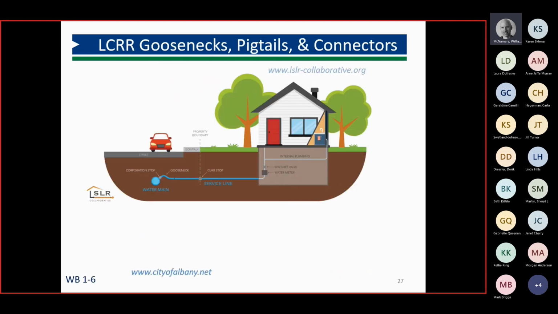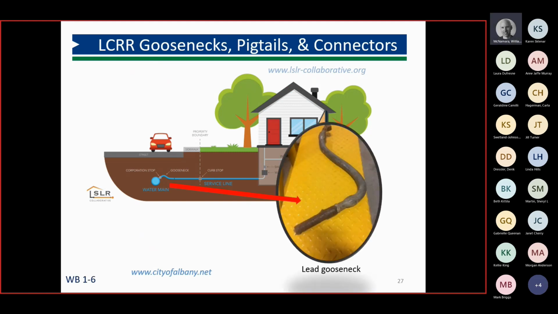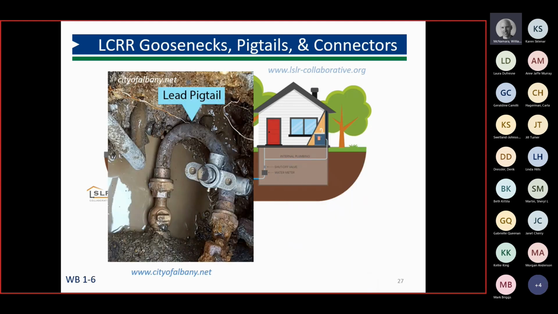Now I do want to talk a little bit about lead goosenecks, pigtails, and connectors. All of you in the room are probably familiar, but just in case, this is what a lead gooseneck looks like. These are popular to be used by water systems, or were, because lead is pliable. It can easily be bent and twisted how you want to connect two rigid pipes. So lots of times water systems will find these between the water main and the service line, or maybe between two pieces of service line.